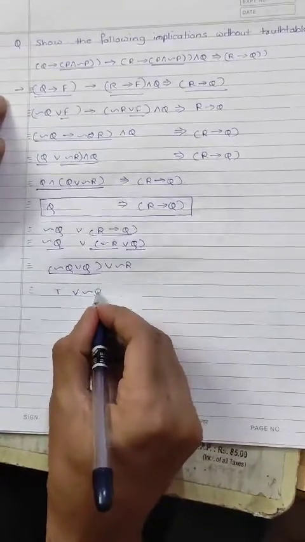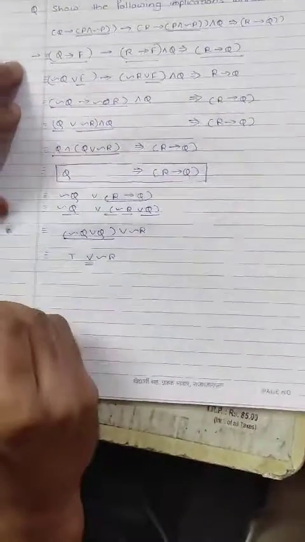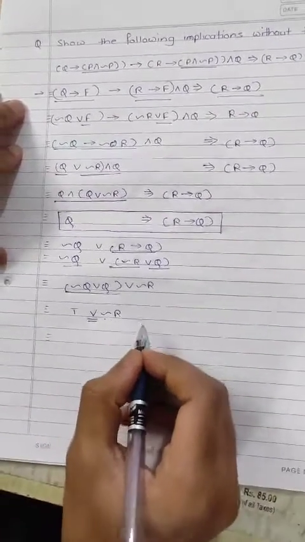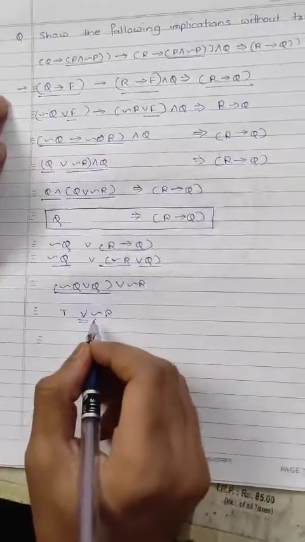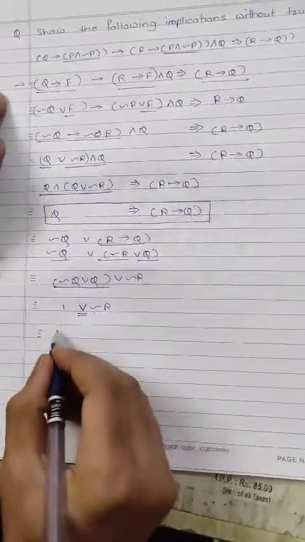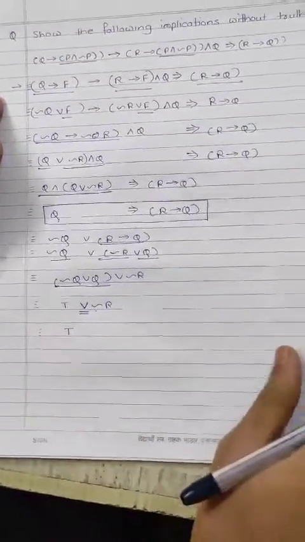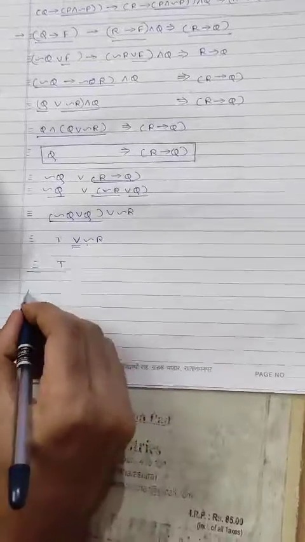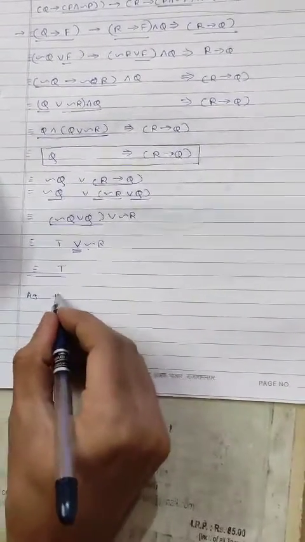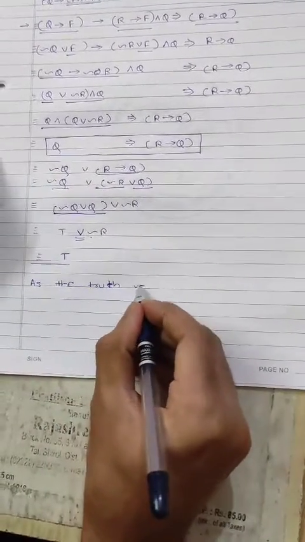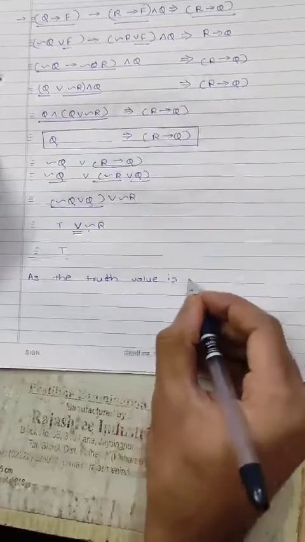True or negation R. As OR is given here, we can neglect the value of this negation R. Whatever the truth value of negation R will be, as long as there is an OR and truth value T here, we can write it as T. So now we have converted all this big statement into T. Now let's write it here. As the truth value is true.